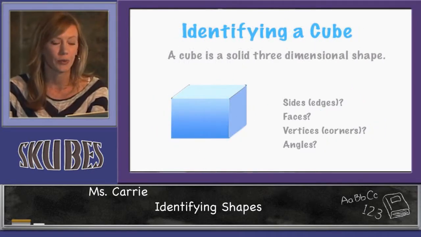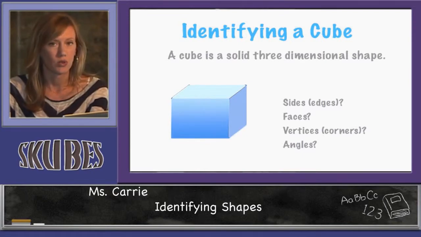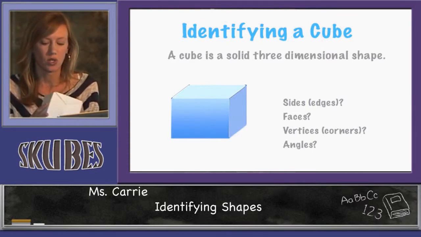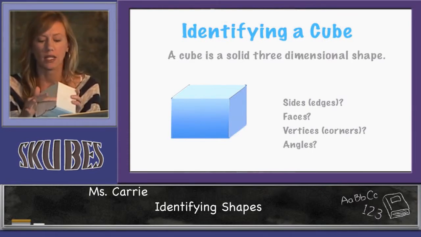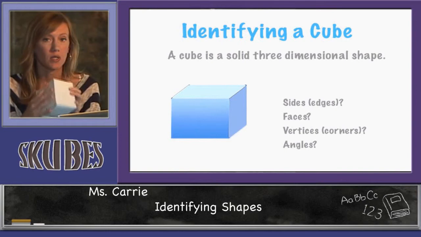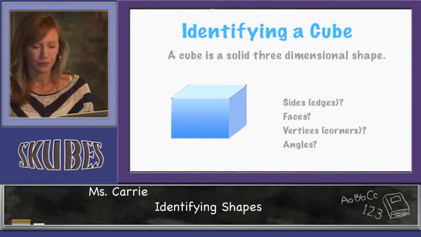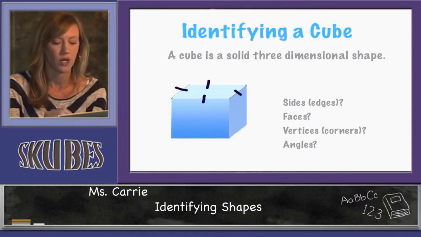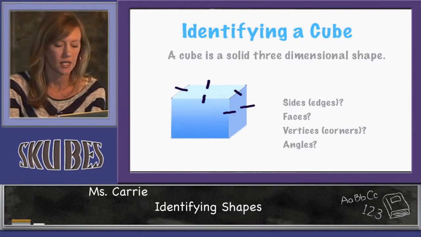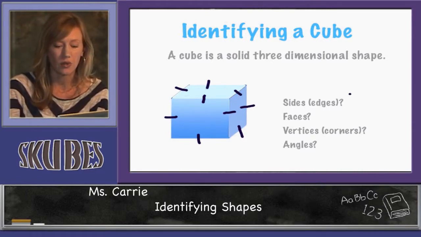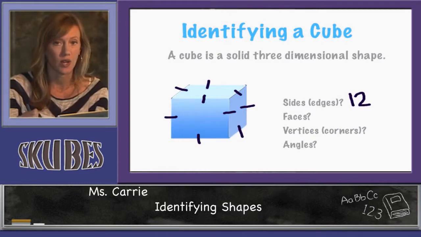Now let's talk about a cube. A cube is a solid 3-dimensional shape. Let's count up its sides first. This is harder because it's 3-dimensional. So let's look at this cube here. We know there's sides here, here, here, and here, but there are also sides over here. So we need to make sure that we count them up correctly. We have 1, 2, 3, 4, 5, 6, 7, 8, 9, but there are 3 more in the back that we can't see. So altogether, a cube has 12 sides or edges.